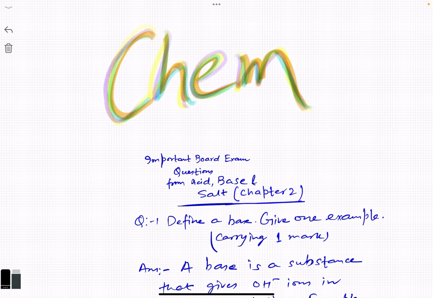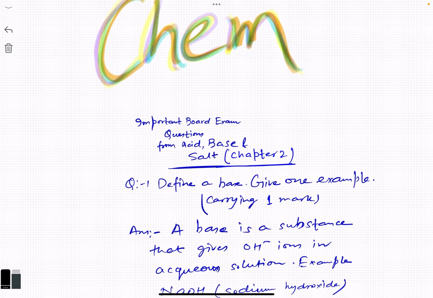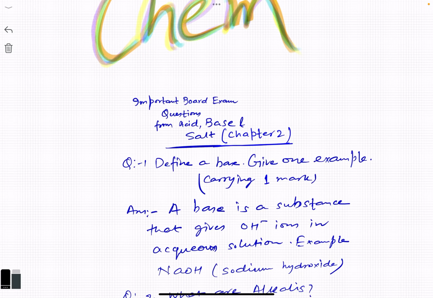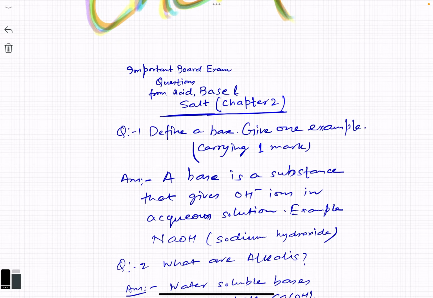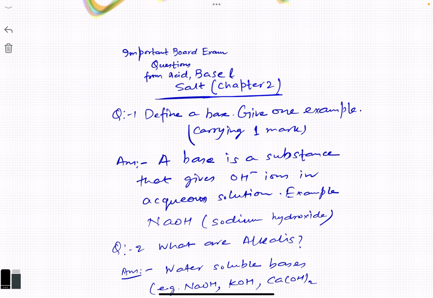Today we will discuss some important board exam questions from chapter 2, Acid, Base and Salt. Question number 1: Define a base. Give one example, carrying 1 mark. We have to give the definition of a base. A base is a substance that gives OH minus ions in aqueous solution. The example is NaOH, sodium hydroxide, which is a base.